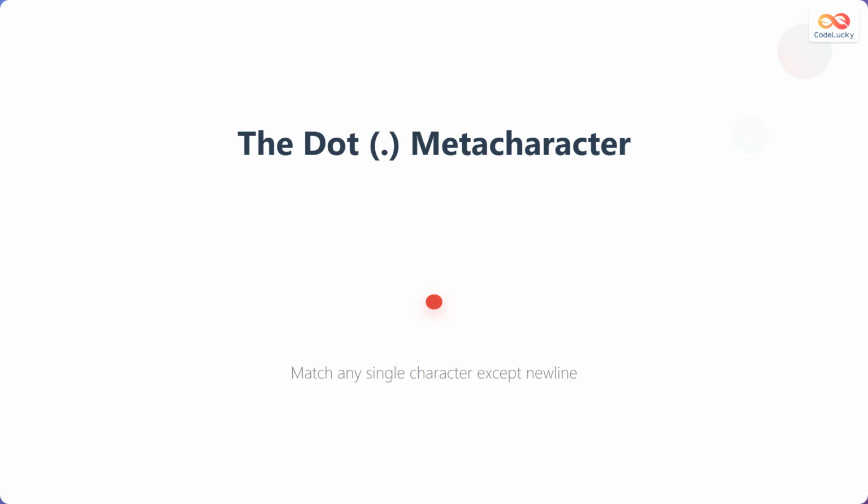Let's explore a fundamental concept in regular expressions, the dot metacharacter. The dot, represented by a period symbol, is a special character that matches any single character except for a newline character. Think of it as a wildcard that stands in for almost any character.